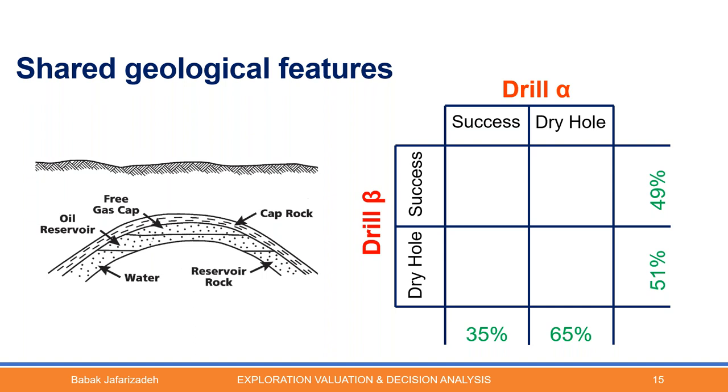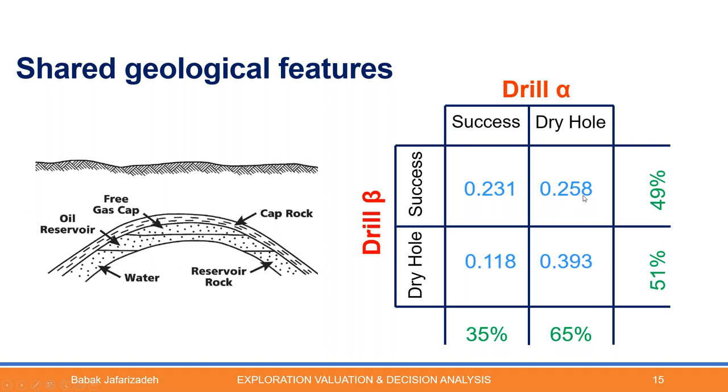And the geologists say that, well, you didn't show these informational relationships in your analysis. I would ask, how do you reflect these relationships between these two prospects? And they say, well, we can show you the joint probabilities for these events. So here in this table, I have received joint probabilities from the geologist. For example, the probability of drilling both prospects successfully is about 23%. The probability of dry hole in alpha and success in beta is 26%, and so on.